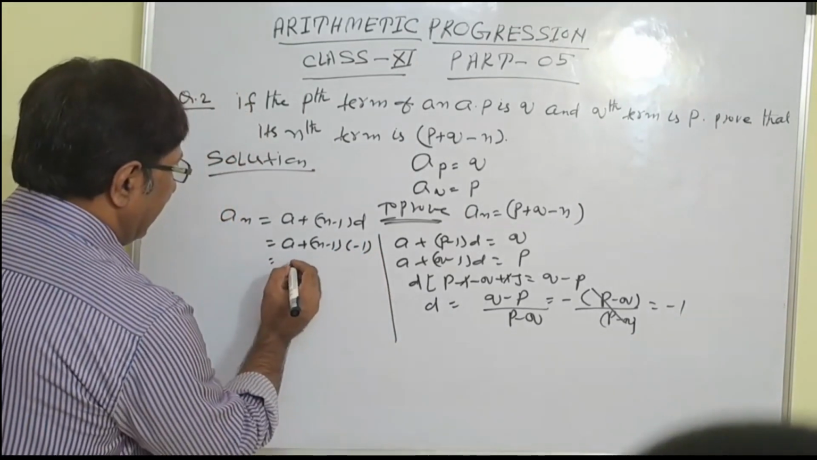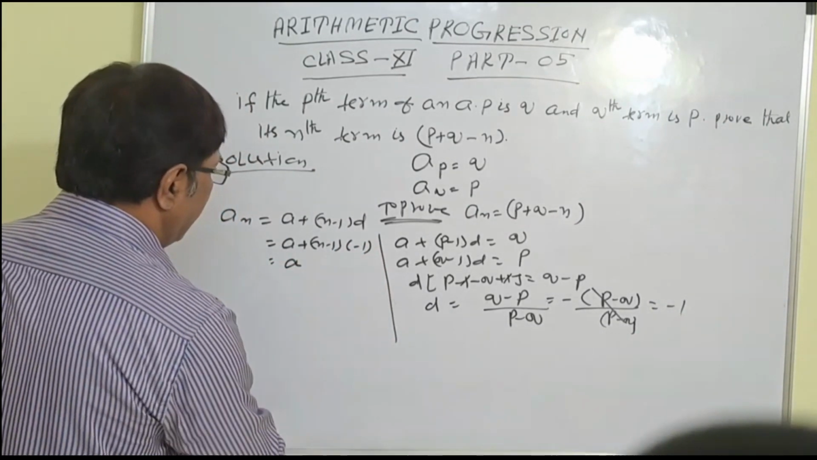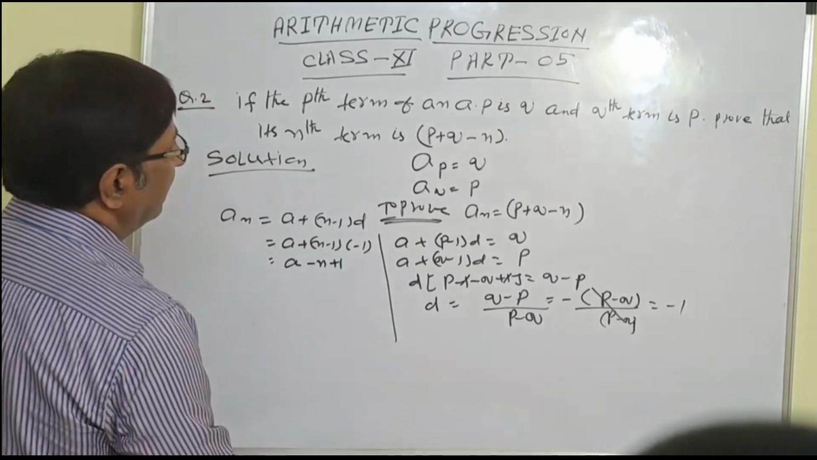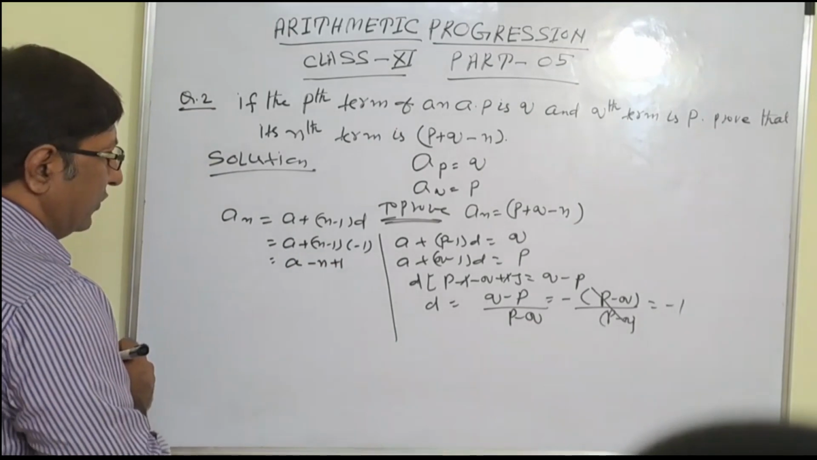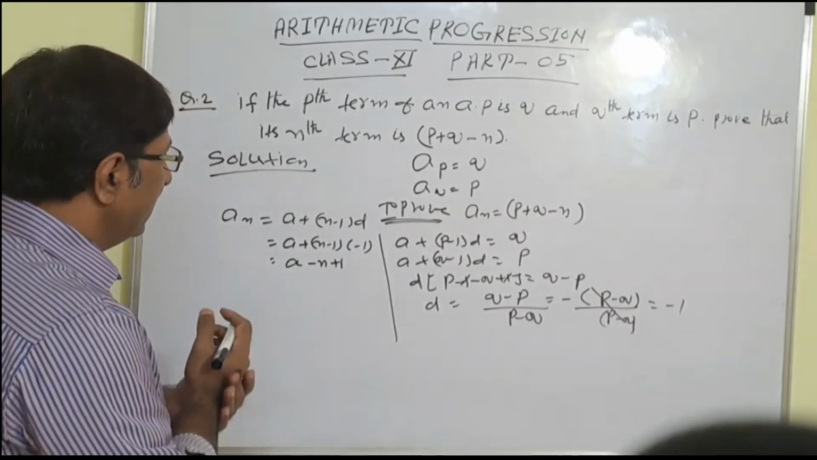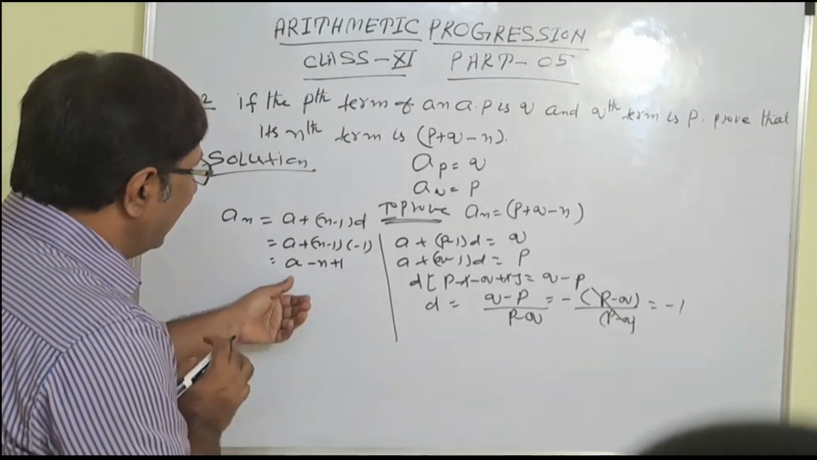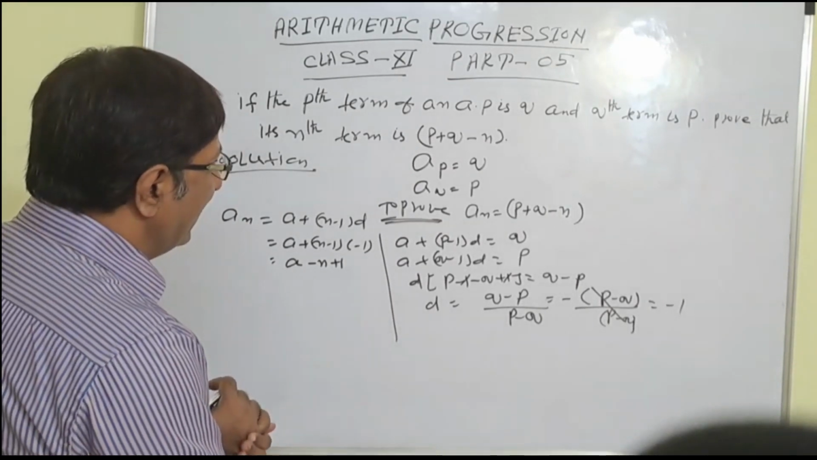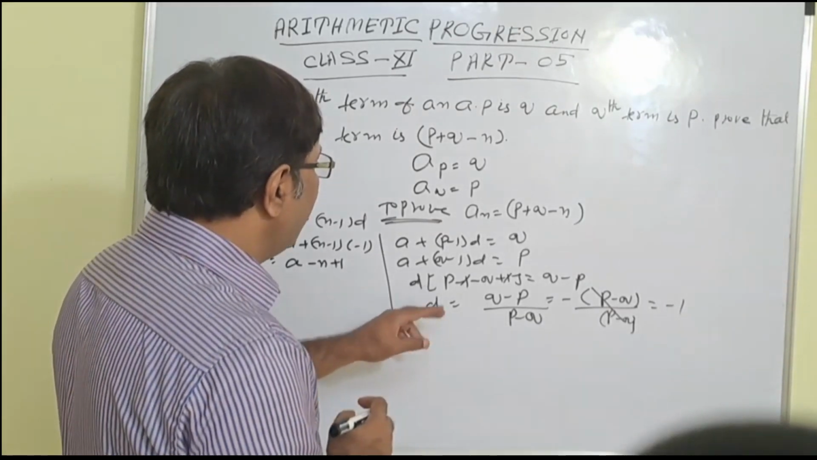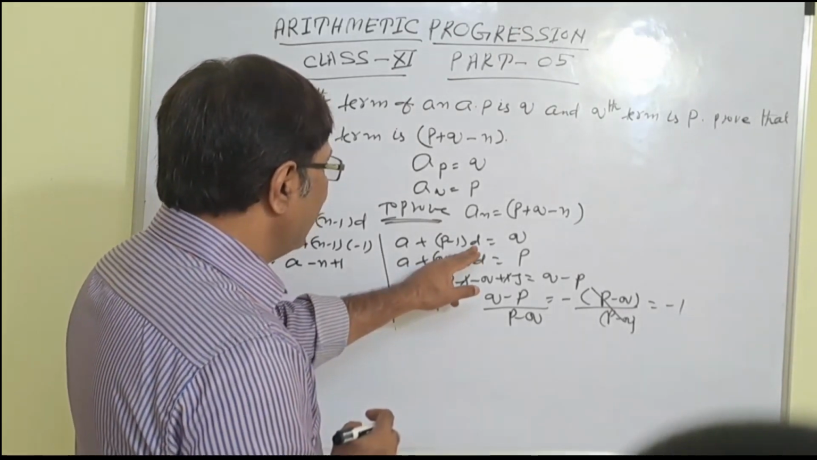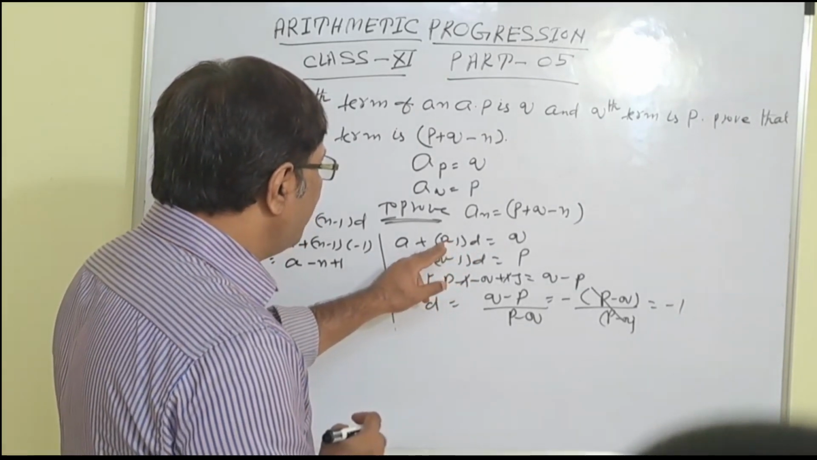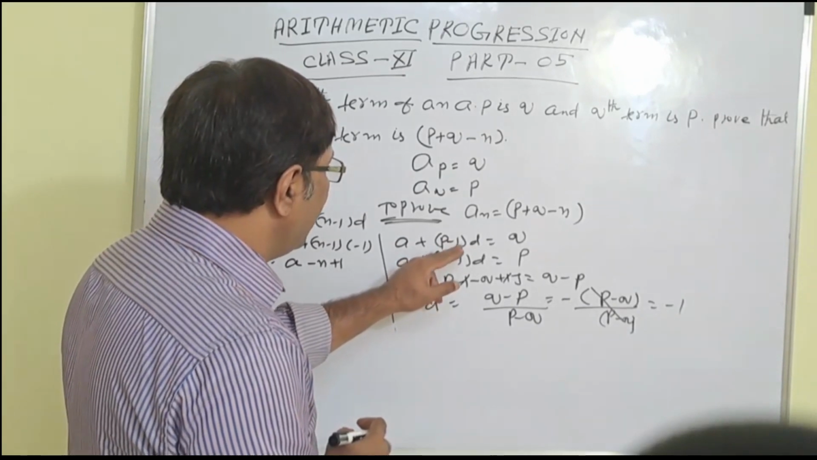So we will get A, and this is minus N plus 1. So this is A minus N plus 1. Now you can find the value of A also. So value of A is what? Where D is minus 1. So when we put here D equal to minus 1, right? So minus P plus 1. So minus P plus 1 is Q plus P minus 1.